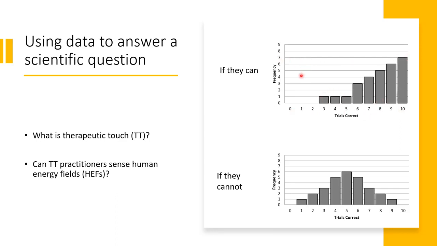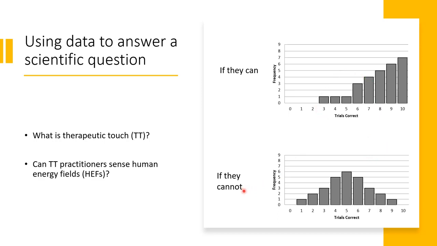So if the participants were very good at sensing human energy fields, you would expect them to do well. And you'd expect maybe the most common score would be 10 out of 10. But certainly you'd expect a negatively skewed distribution where most of the responses are 8, 9, 10. And then maybe there's a few who maybe had a bad day, who knows?